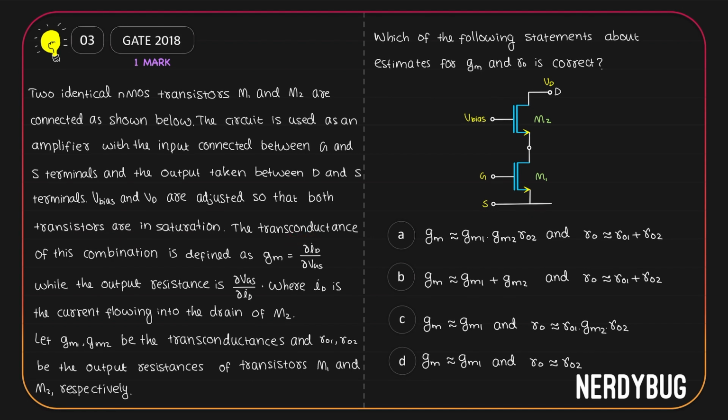The transconductance of the combination is defined as the partial derivative of Id with respect to Vgs, and the output resistance is defined as the partial derivative of Vgs with respect to Id. Here Id is the current flowing into the drain of M2. GM1 and GM2 are the transconductances and RO1 and RO2 are the output resistances of the individual transistors M1 and M2. What we have to find out is which of the following statements is correct. What we basically have to find out is GM and RO of the entire connection in terms of GM1, GM2, RO1 and RO2.